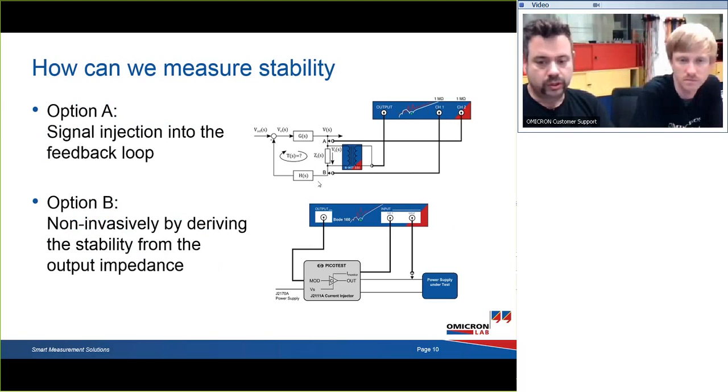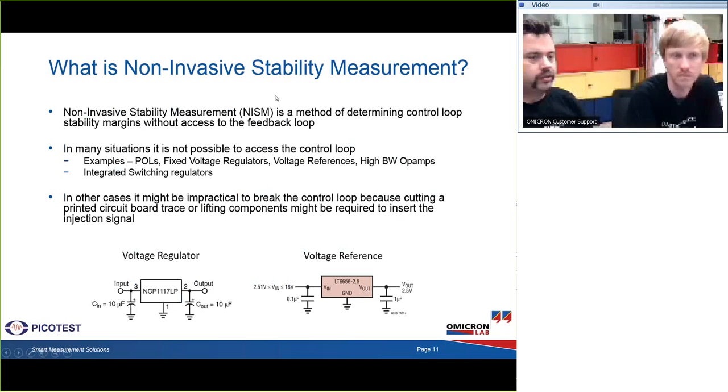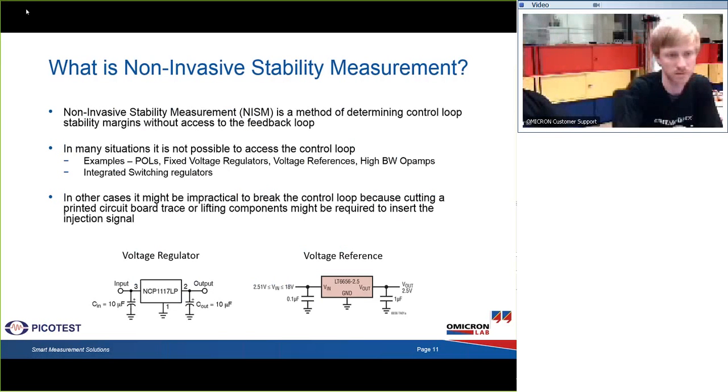To do so, you modulate the output current of the power supply, for example with a current injector, which we use from Picotest. Steve has designed this current injector exactly for these measurements. And so we can hand over to Steve, who will now give you a background on the non-invasive stability measurement.